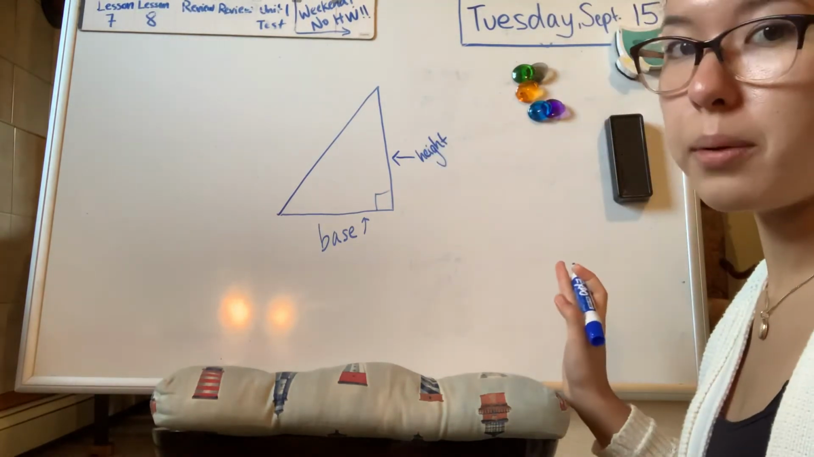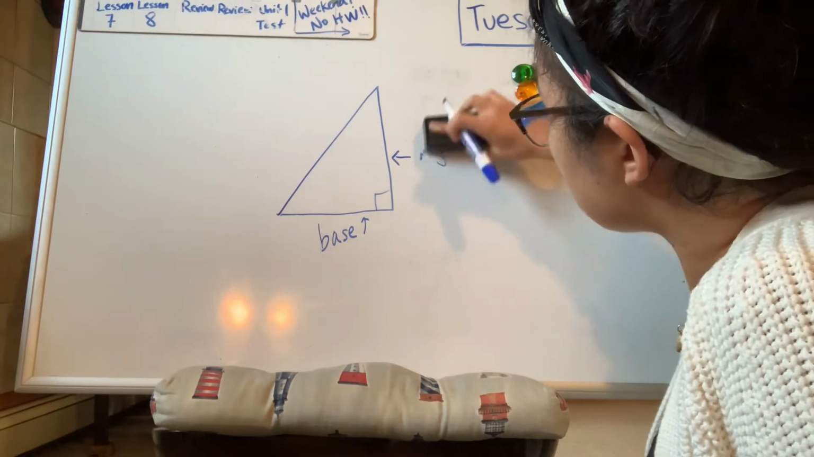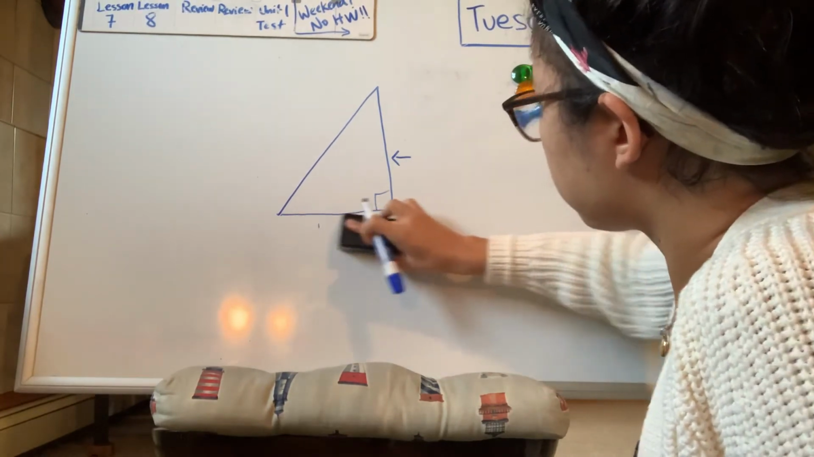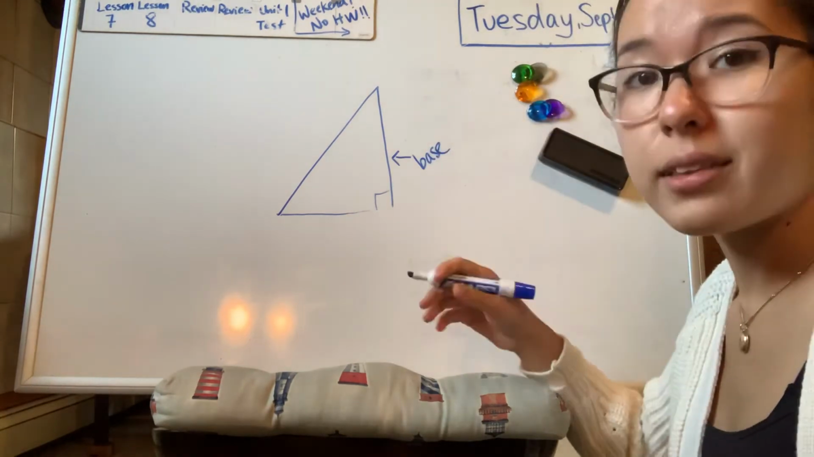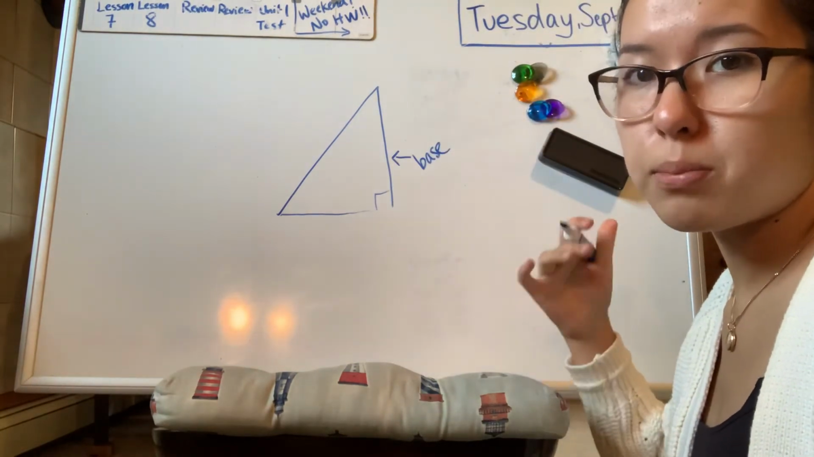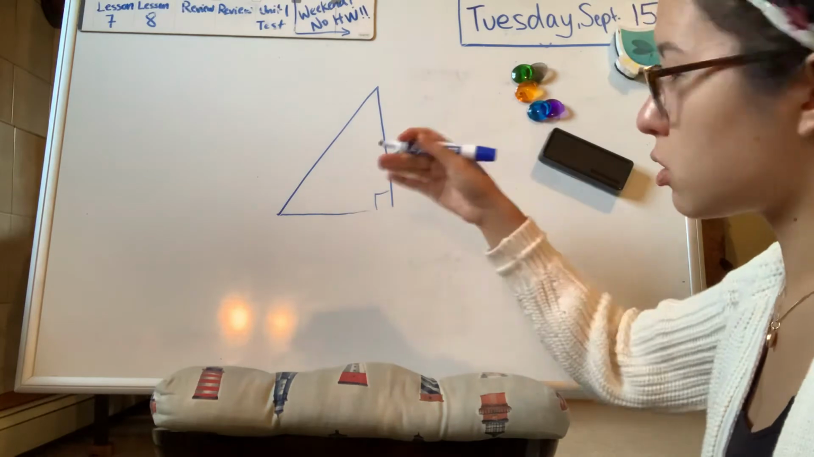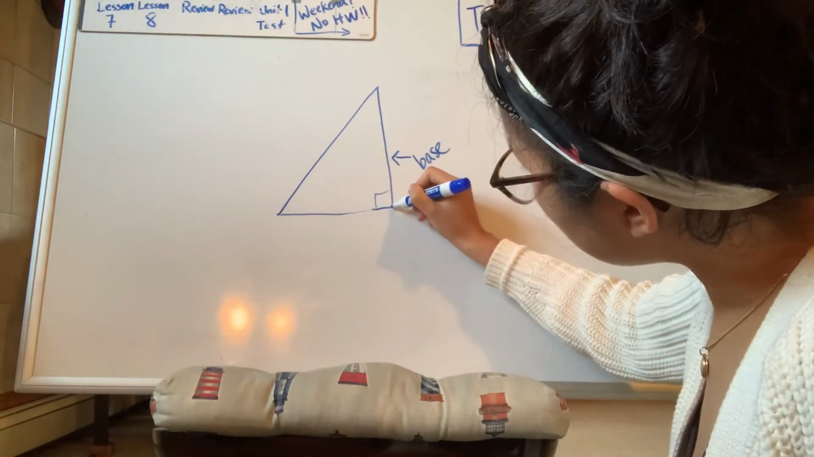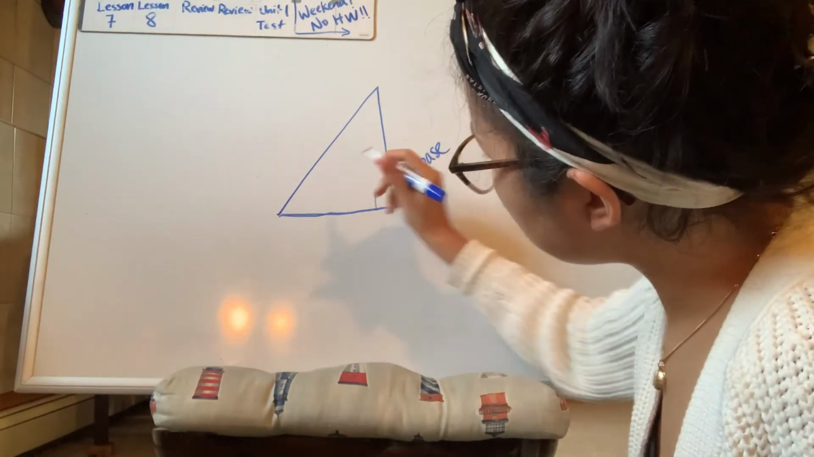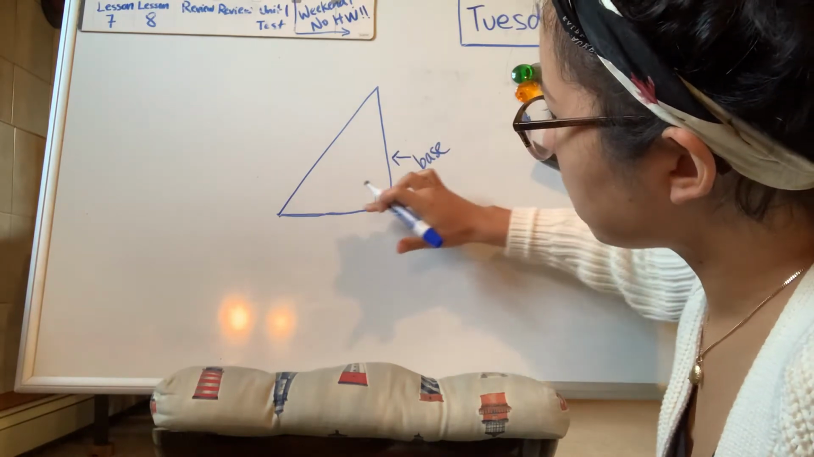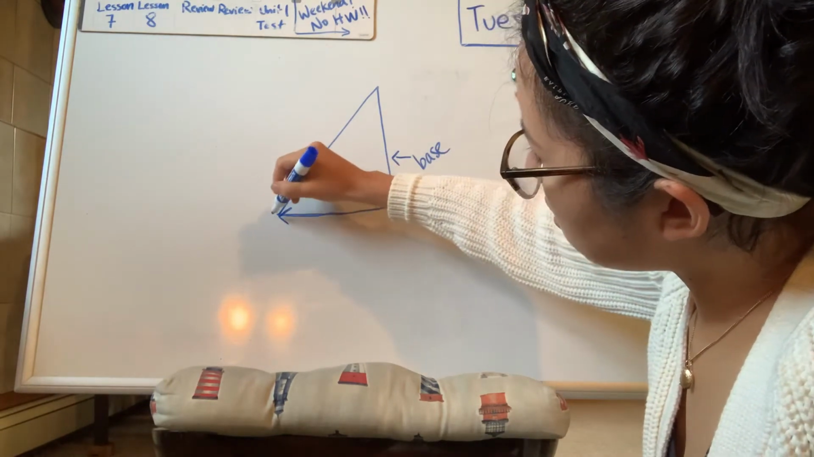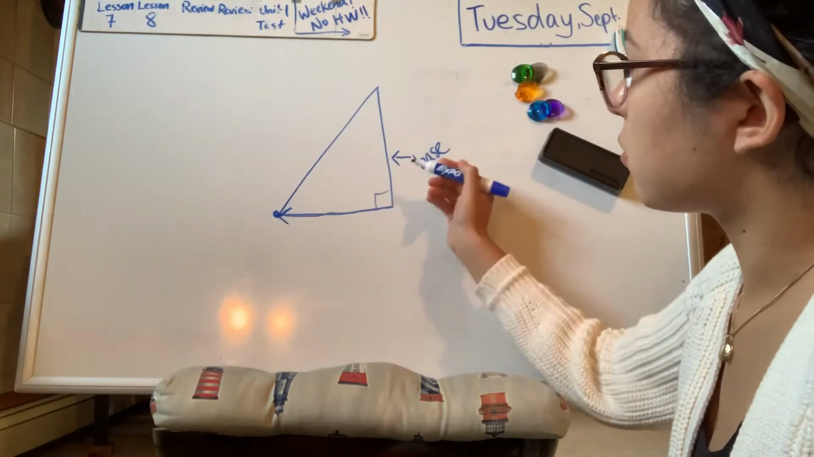Okay, great. But what if I made this the base? Now where's my height? Well, the line that is perpendicular to the base and reaches to the furthest away point. So that's going to be this line. You see it extends from this base at a perpendicular angle all the way to that point, which is furthest away from the base.